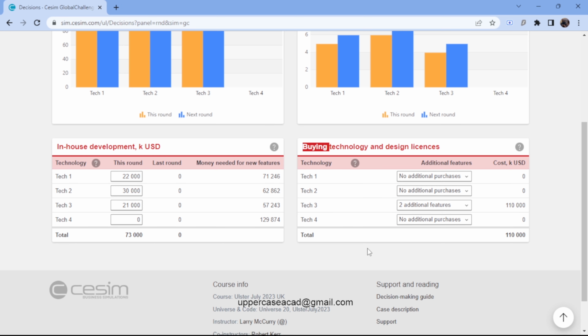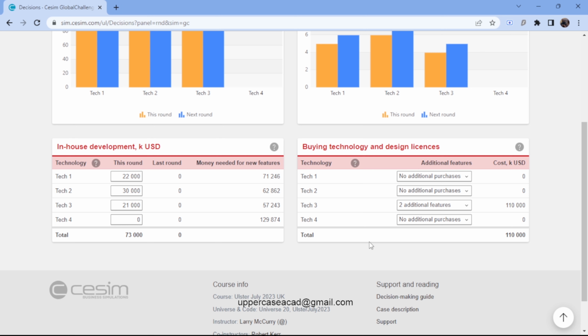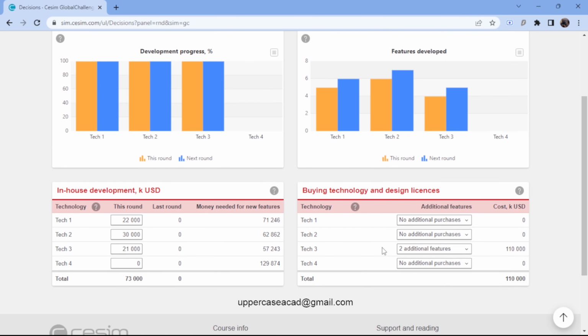So let's take a closer look at these two features. For the first feature, maybe we introduced a user-friendly interface and streamlined our navigation. Or maybe for the other feature, we optimized algorithms and used cutting-edge technology. So we see that the combined investments for in-house development come to 73,000. That will go into our in-house development. Then the addition of these two features will give a competitive advantage to our product in this round.